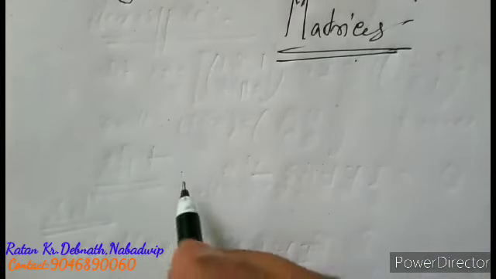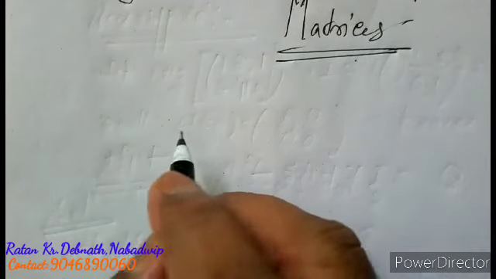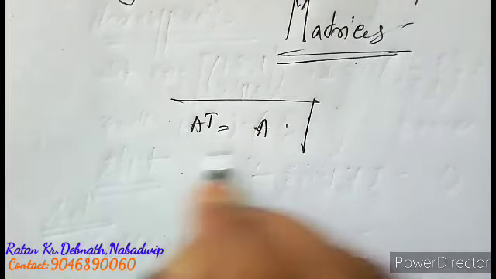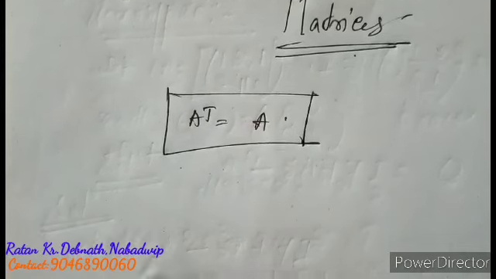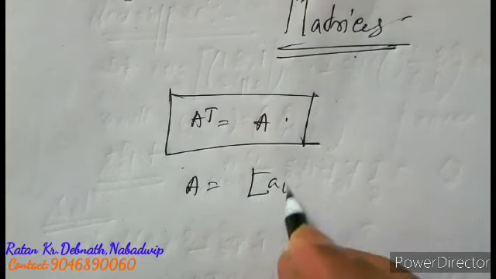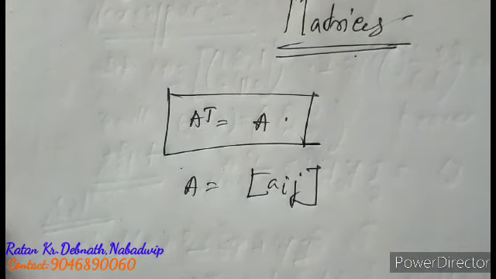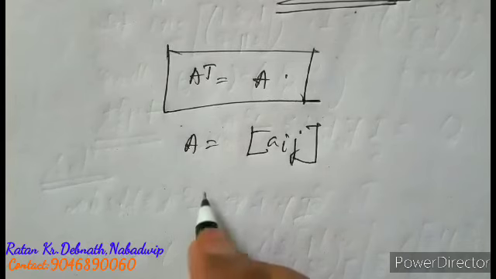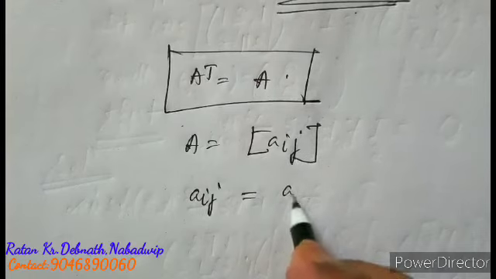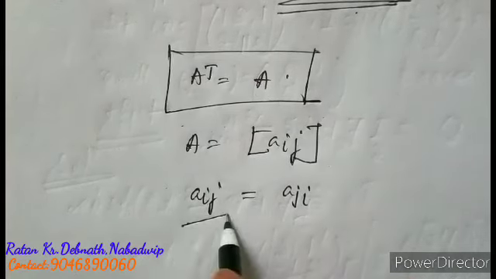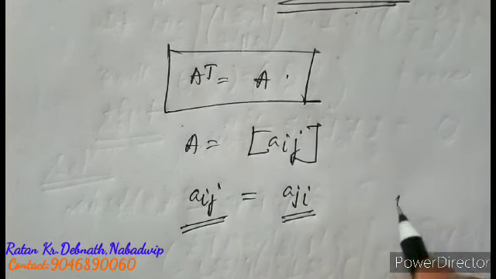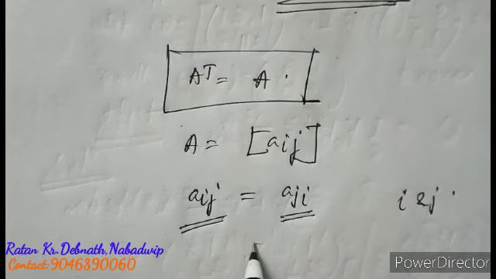A square matrix is said to be symmetric when A transpose equals A. What does it mean? If A equal to Aij, then Aij equal to Aji for all possible values of i and j.